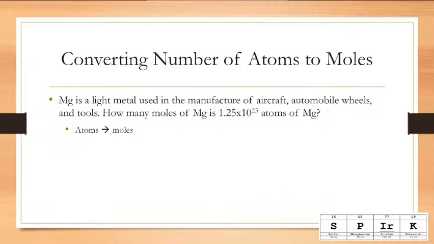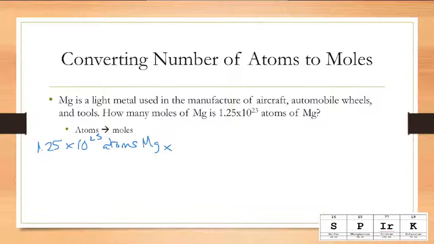So magnesium is a light metal used in the manufacture of aircraft, automobile wheels, and tools. How many moles of magnesium is 1.25 times 10 to the 23rd atoms of magnesium? So here we're solving for moles and we're given atoms. So we're going from atoms to moles. Much like we did with the apples and like we've done in the past, we start with what we know. So we know that we have 1.25 times 10 to the 23rd atoms of magnesium.